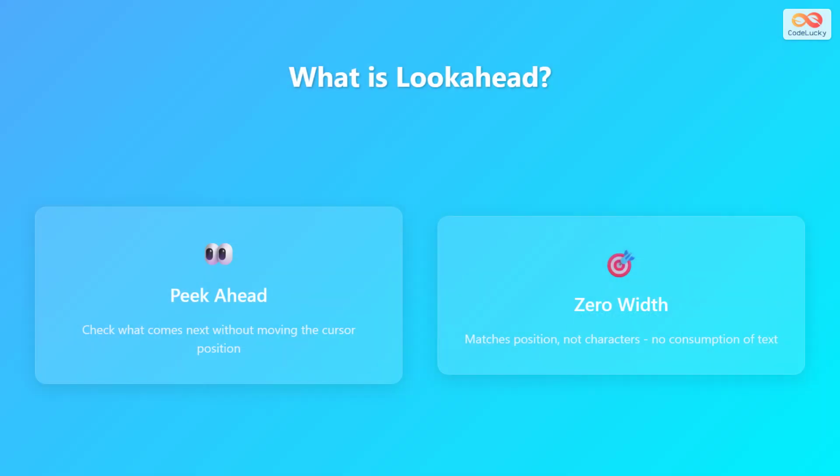So, what exactly is lookahead? Think of it as the ability to peek ahead in a string. It allows you to check what comes next without moving the cursor position. Also, it is a zero-width assertion. This means it matches a position rather than actual characters. Therefore, it does not consume any text during the matching process.